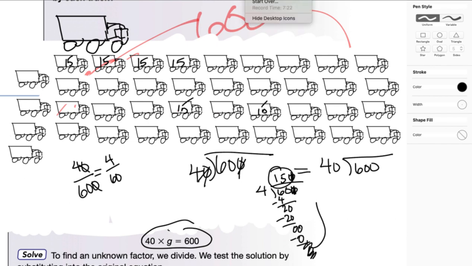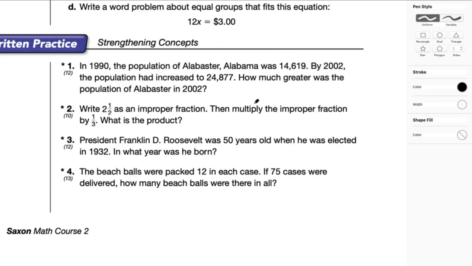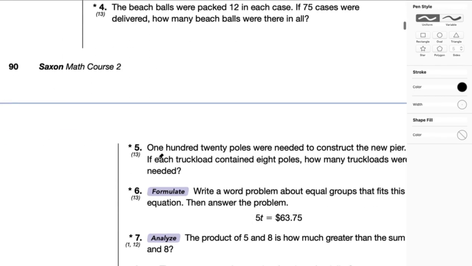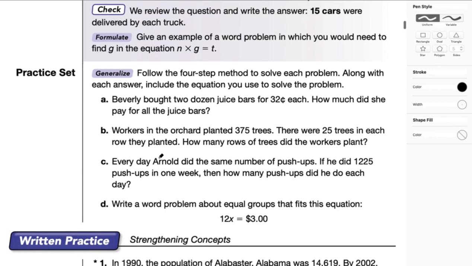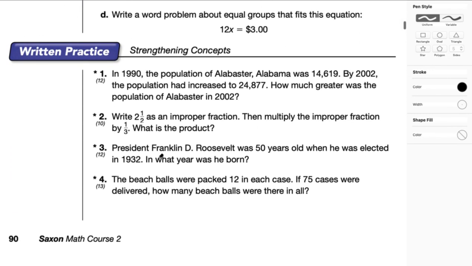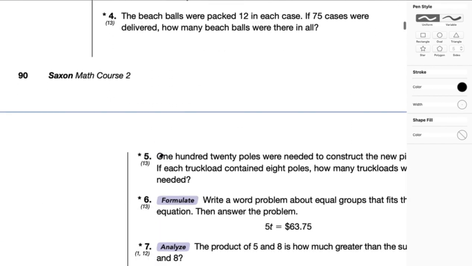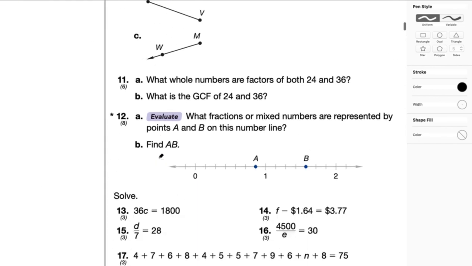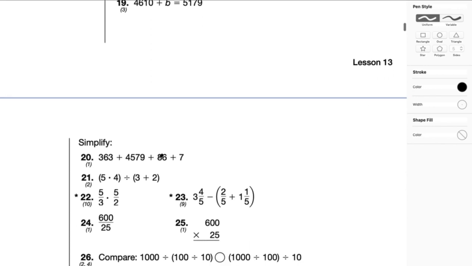With that in mind, here we go. We are super ready for the written practice, and we are super ready to get started with the practice set. We can do all of the practice set, and you can do the odd problems in the written practice. Make sure you read the even problems, because reading through the even problems will prepare you for your test.